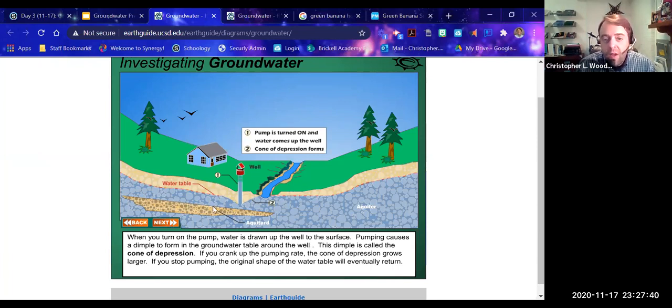Notice in this diagram, you also have this thing called an aquitard. It does not allow water to pass. So if you are trying to pump water out, you have to be on top of that aquitard or below it. You're not going to be able to get water from inside of it.